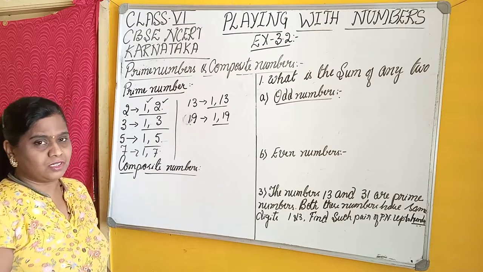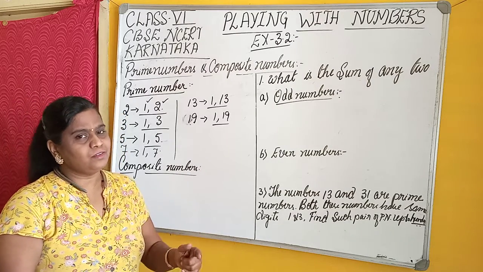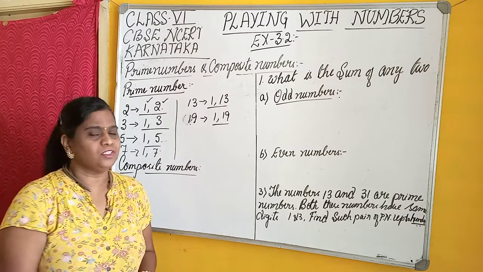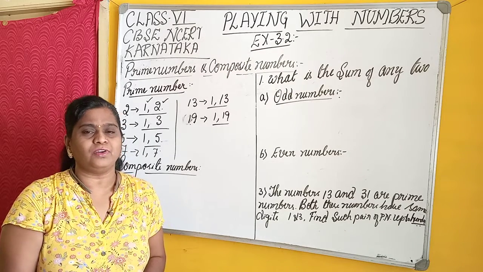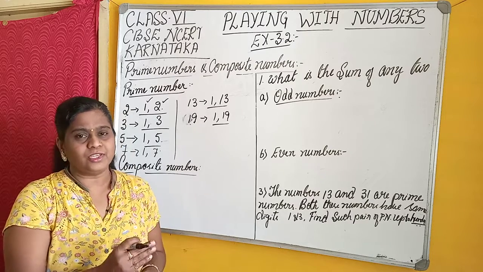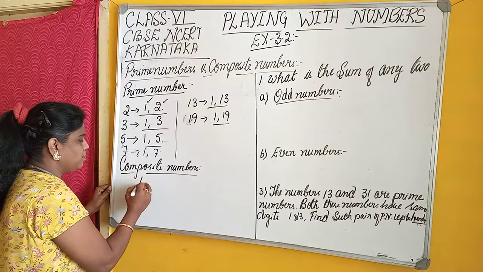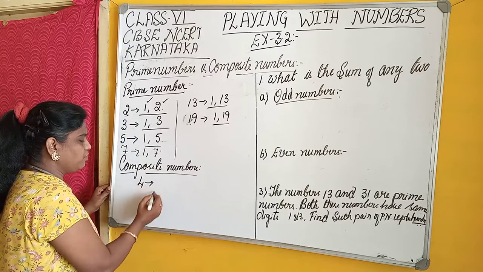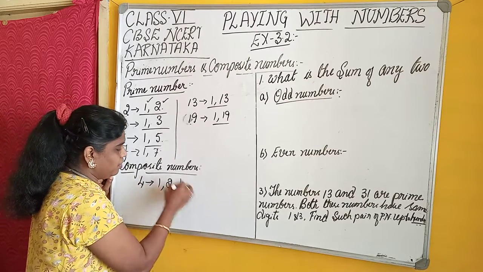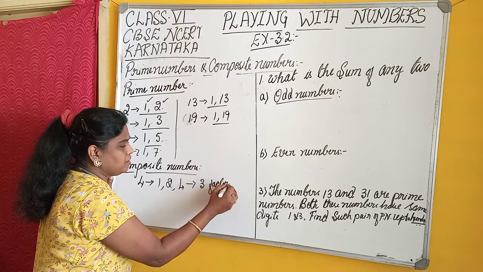Next, what are composite numbers? Composite numbers are those numbers which have more than 2 factors. It is easy to understand. Children, are you following? It's very basic knowledge for you. For example, 4. The factors of 4 are 1, 2 and 4. How many factors are there, students? 3 factors.